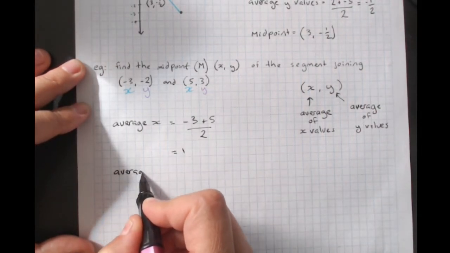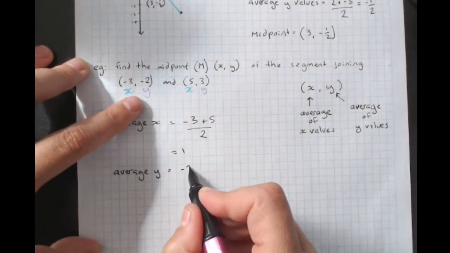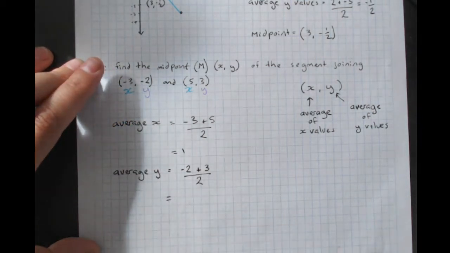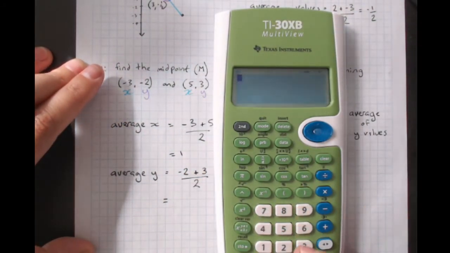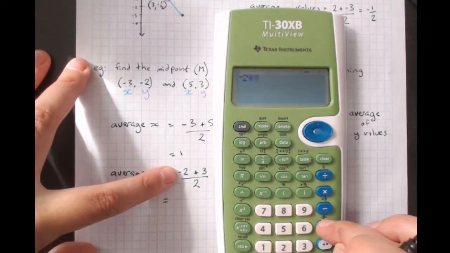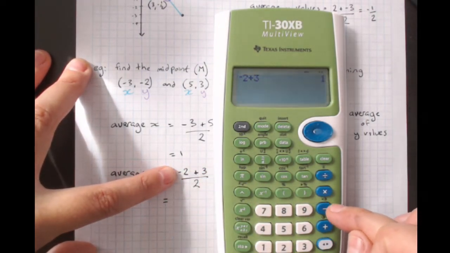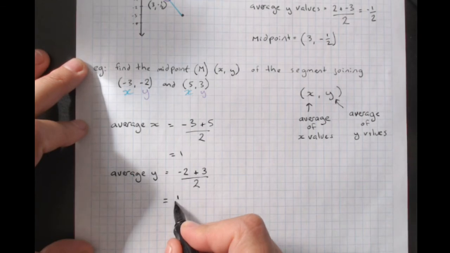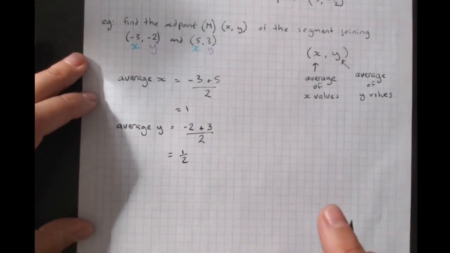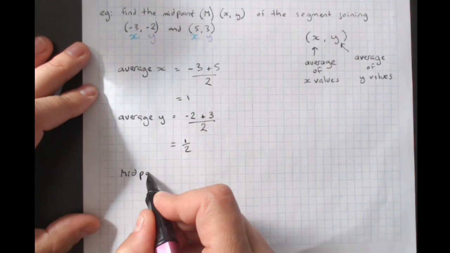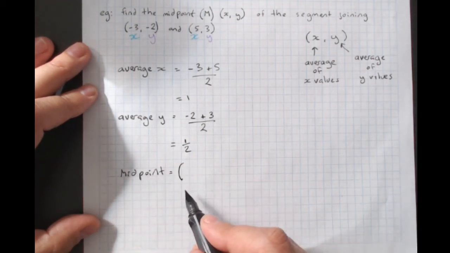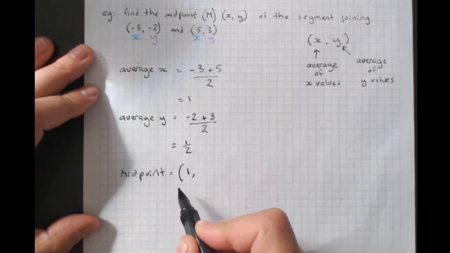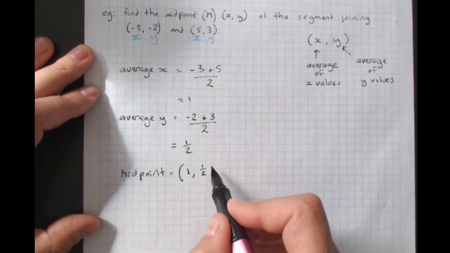Average the y. -2 plus 3 divided by 2. Use your calculator again if you want. And you could have just done -2 plus 3, hit enter, and then divide by 2. 0.5 or 1/2. It's better to give it as a half, but I would accept 0.5. And so the midpoint is a coordinate with the average of the x values for our x and the average of the y values for our y.